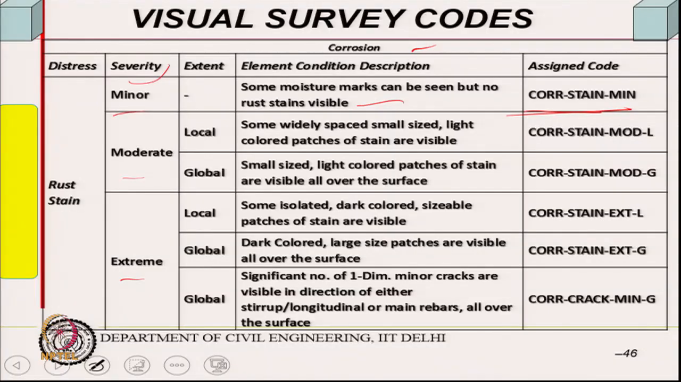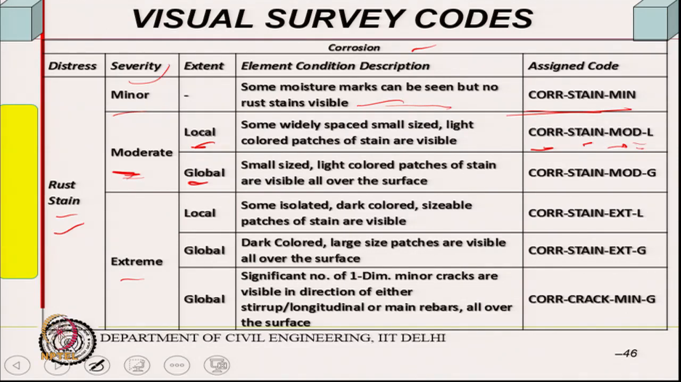Again, another scenario I am saying: rust stain for corrosion. You have observed rust stain; first you see some moisture marks, but no rust stain visible. Then this is the state; for extent, you are not bothered about that here, but you see some widely spaced small size light colored patches of stains. So, this is rust staining. If you have just seen rust staining, no corrosion cracks, then locally means not spread over an area, while global means over a very large area. So, it is corrosion stain, moderate, local.